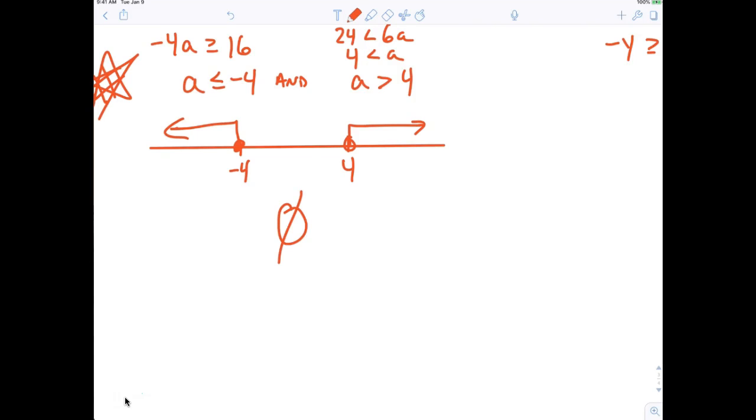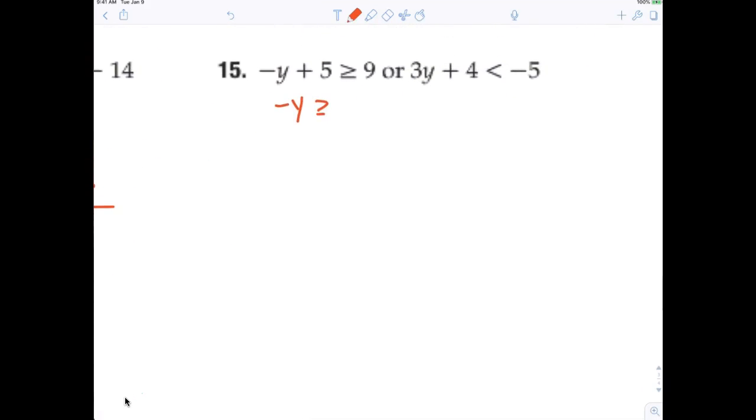Hold up, hold up. We got one more to go. It is greater than or equal to 4. Therefore, y is less than or equal to negative 4. Everybody good? Then on the other one, subtracting 4, 3y is less than negative 9. So y is less than what? Negative 3.